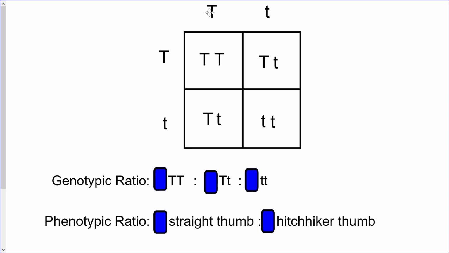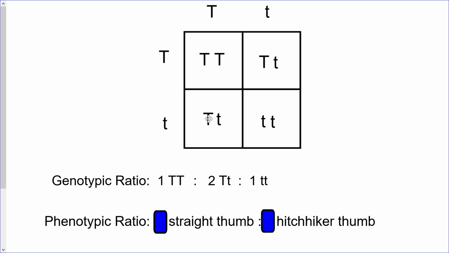So let's change this a little bit. Let's have 2 heterozygous parents. So a dominant allele on the top and a recessive allele, and then a dominant and a recessive allele for this parent as well. That means that the genotypic ratio of the offspring would be 1 homozygous dominant to 2 heterozygous to 1 homozygous recessive.